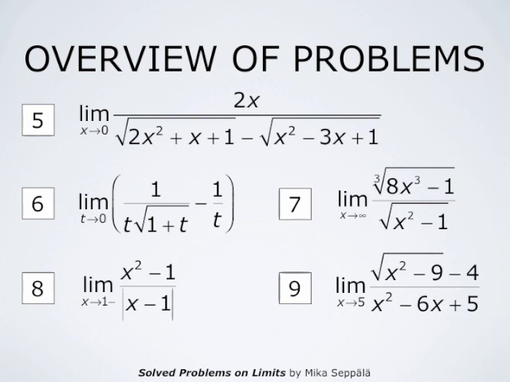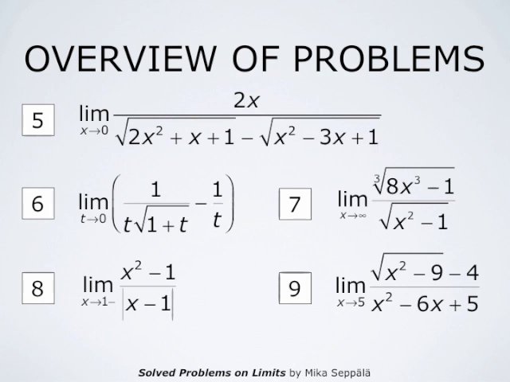In problem 6, t approaches 0. The quantity is 1 divided by t times the square root of 1 plus t minus 1 divided by t. In problem 7, x approaches infinity, the cube root of 8 times x cubed minus 1 divided by the square root of x squared minus 1.